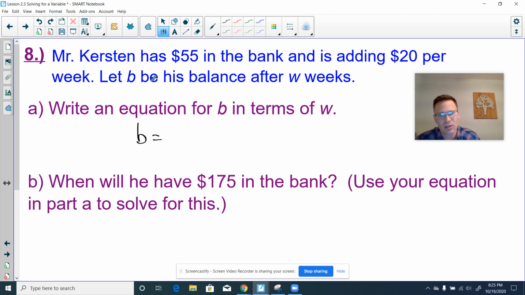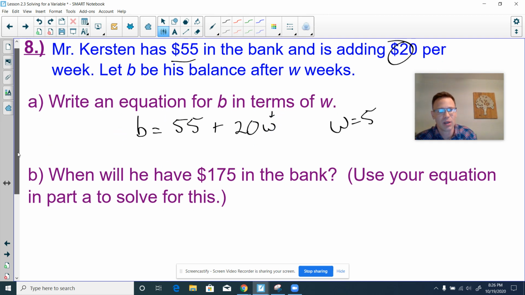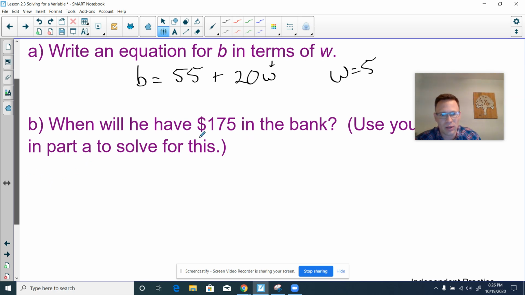So B is the balance, and the balance is already $55. So the balance is $55, but what is he doing? He's adding to that $20 per week. So there's the equation for the balance. Now, if we want to see how much money he has after 5 weeks, we can take that 5, substitute it in there, and then add 55. That's the balance. It says, when will the bank account have $175 in it?